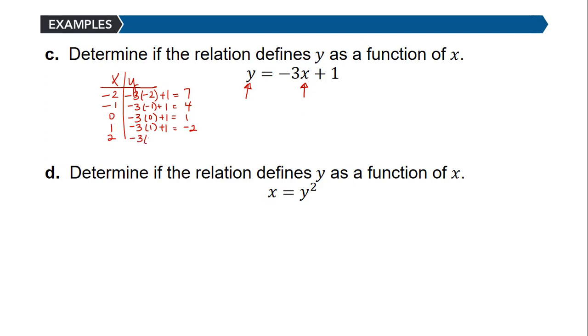And -3 times 2 plus 1, what is that? -6 plus 1, or -5. So notice that it doesn't matter what value I plug in for x, I get only one output value. So this is a function.